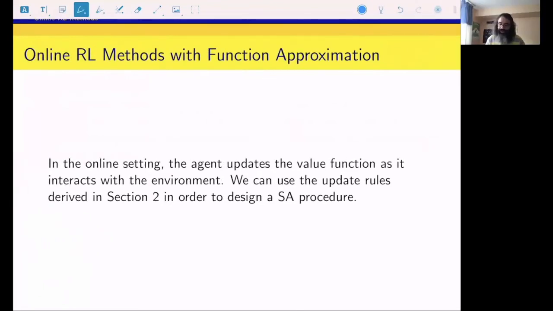Here I'm talking about online methods with function approximation. We have seen online methods like TD methods, where the agent updates a value function as it interacts with the environment. Of course, the difference between online methods and batch methods is kind of blurry, because we could run LSTD in an online way too. Nothing prevents us from computing it as we collect new data, updating A hat and B hat. But I put it separately. So now, online methods.